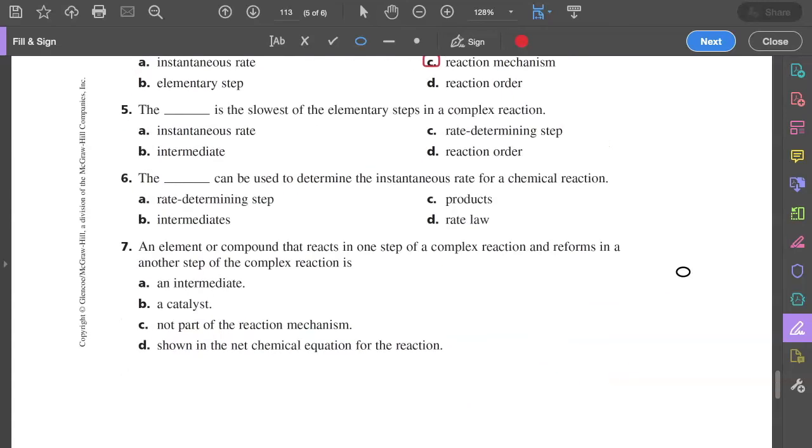Number 5. The blank is the slowest of the elementary steps in a complex reaction. That's right, the rate determining step.